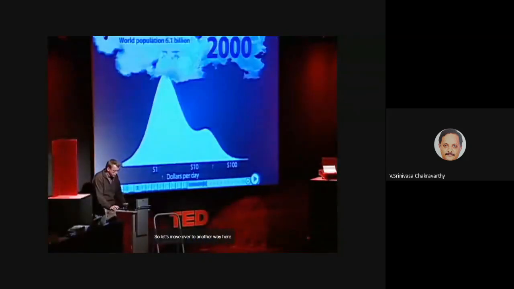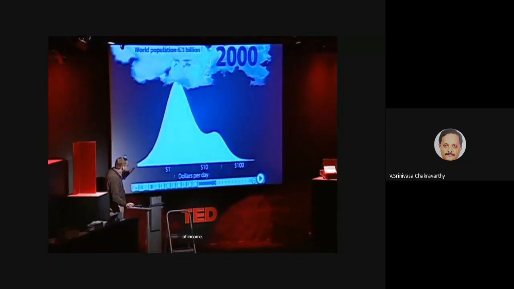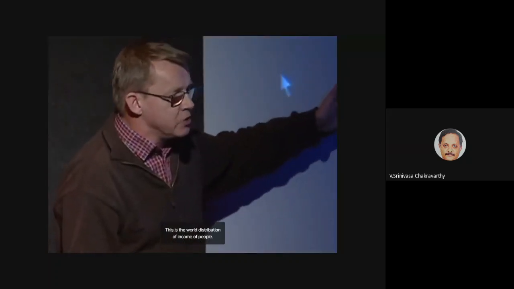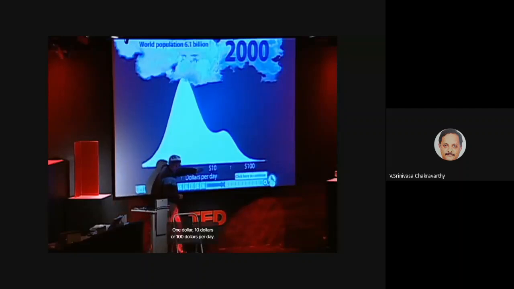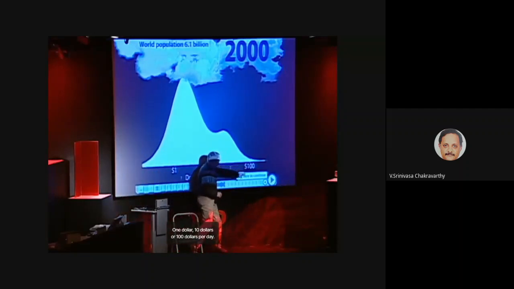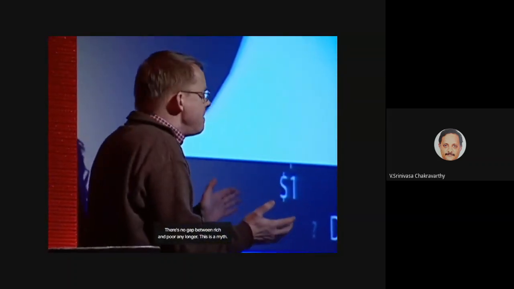So let's move over to another way in which we could display the distribution in the world of income. This is the world distribution of income of people. $1, $10, or $100 per day. There's no gap between rich and poor any longer. This is a myth. There's a little hump here. But there are people all the way.